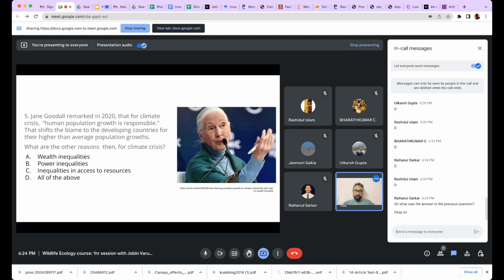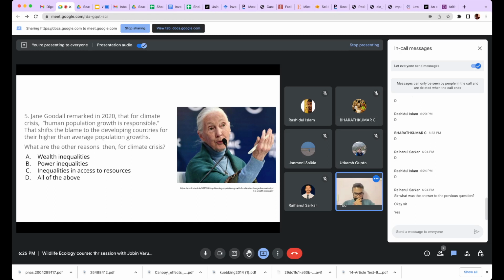Okay. So Jane Goodall is. Do people know who Jane Goodall is? Anybody? If you Google her, you'll find. Okay, Jane Goodall is somebody who studied. No, no, not climate activist. Activist.